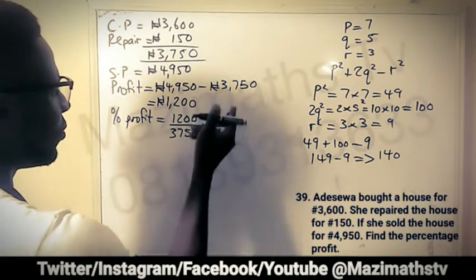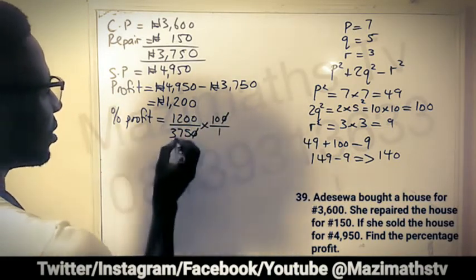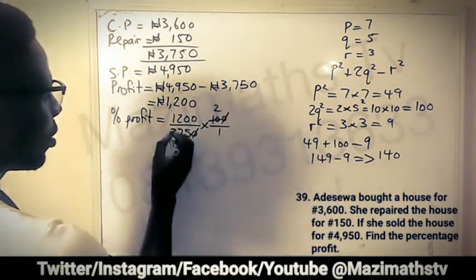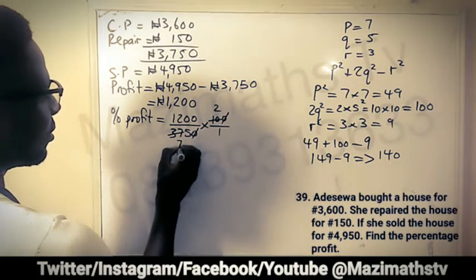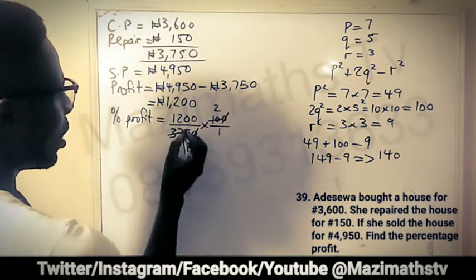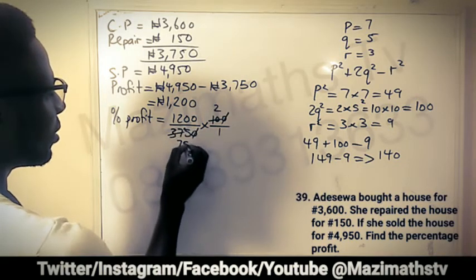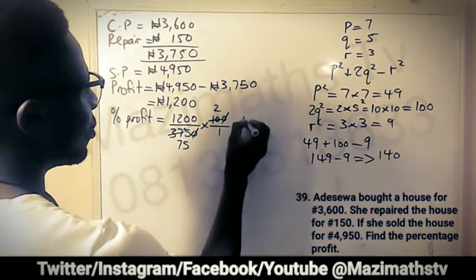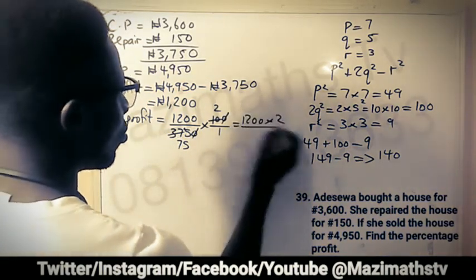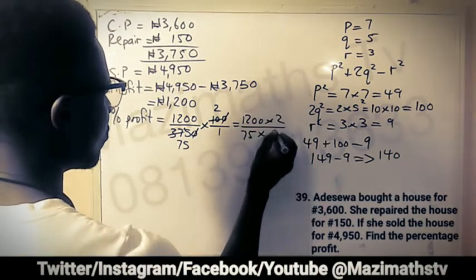5 can divide any of the up number and down number. So let's divide 5 here, 5 in 10, 2, 5 in 10, that is 7. There will be a remainder of 2. I put that here, that gives me 25. 5 in 25, that is 5. So we have 1,200 times 2 over 75 times 1.